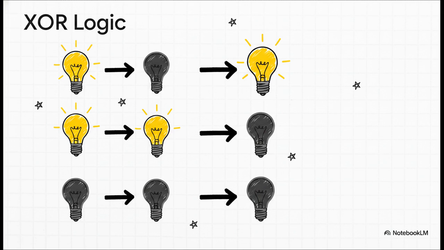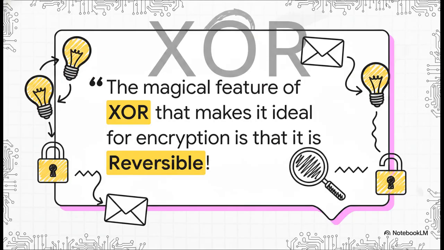XOR is basically a logic game that you play with 2 bits. The rules are pretty simple. If you compare 2 light bulbs and their states are different, like one is a 1 and the other is a 0, XOR outputs a 1. The light turns on. But if their states are the exact same, meaning they're both 1s or both 0s, XOR outputs a 0. The light stays off. So different equals 1, same equals 0. Make sense? Now you might be wondering, why on earth do we care about this light bulb matching game?